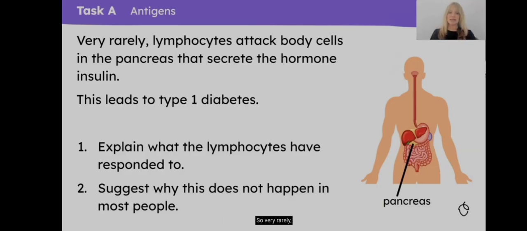So very rarely lymphocytes attack body cells in the pancreas that secrete the hormone insulin. This can lead to type 1 diabetes. That's where somebody is not able to control their blood sugar levels. Number 1, explain what the lymphocytes have responded to. And number 2, suggest why this does not happen in most people.